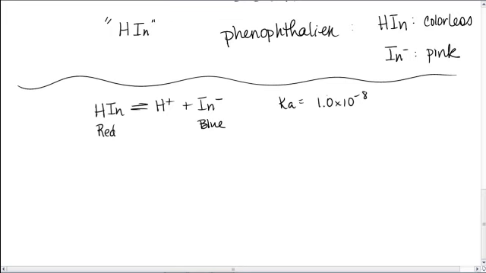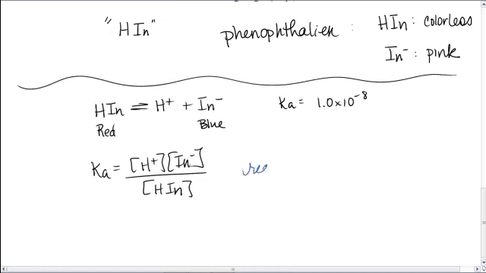So we're just going to see how these indicators work. So if I write the K expression here, it looks like that. And I'm going to go ahead and rearrange it a little bit. I'm going to divide both sides by the hydrogen ion, just to serve a purpose here.